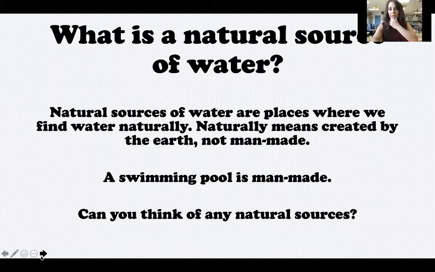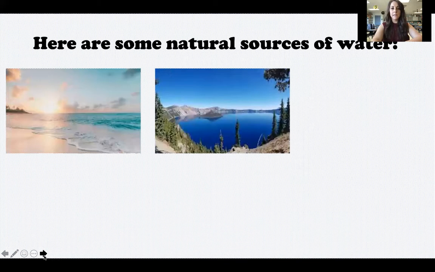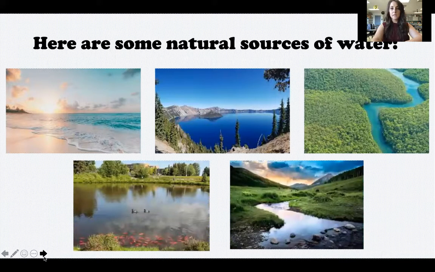Can you think of any natural sources? So, I'll give you a second. If you'd like to pause the video, see which ones you can come up with, and then when you're ready, press play. And I'll show you, we're going to focus on 5 today. So here are the ones we're going to focus on: oceans, lakes, rivers, ponds, and streams. So right now we're going to talk about the properties of each of these and some important characteristics to know.